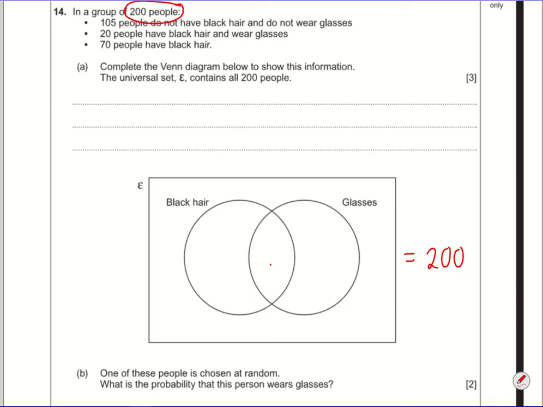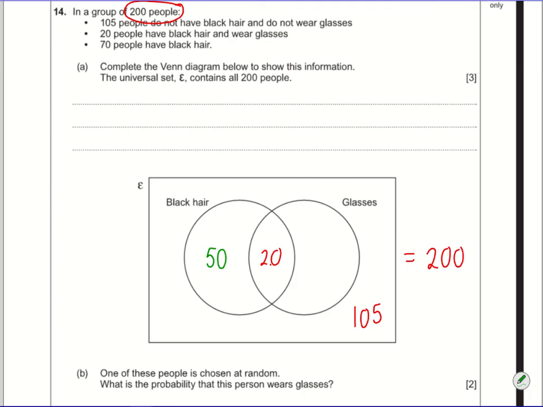So do we know about the number of people who have black hair and glasses? Yes, we do. It's 20. We're also told that 105 people don't have black hair and do not wear glasses. So that's easy to fill in as well, because they go on the outside there. We're told that 70 people have black hair, but remember that includes the 20 people that we've already put in the middle. So that means we've got just 50 that only have black hair and don't wear glasses.